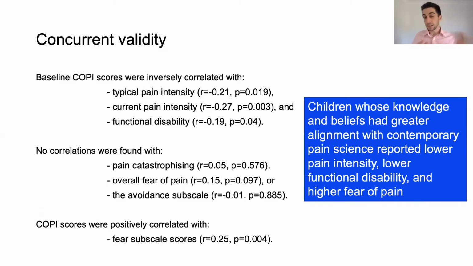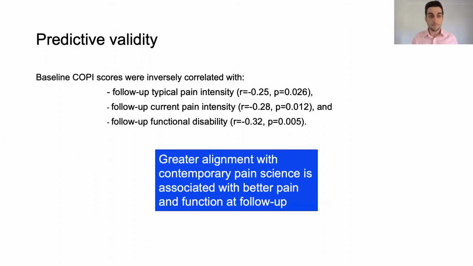Basically, these numbers, these R values aren't huge, but children whose knowledge and beliefs align better with contemporary pain science had lower pain intensity, lower functional disability, but they interestingly had higher fear of pain. And so we should probably assess fear as well. And in terms of predictive validity, having a higher COPI score was associated with better pain and function at the 1 to 2 months later mark.